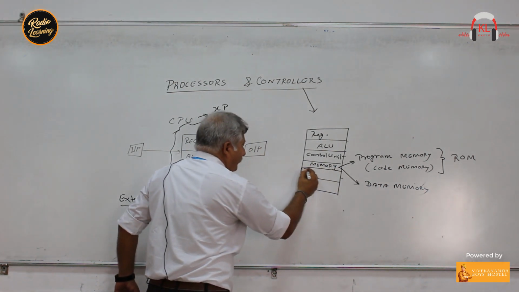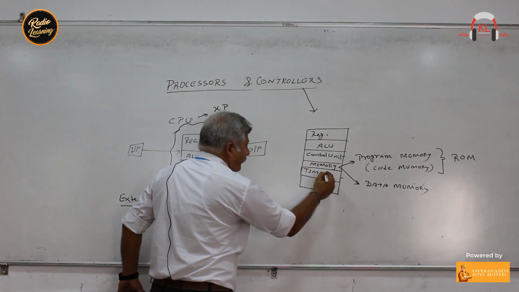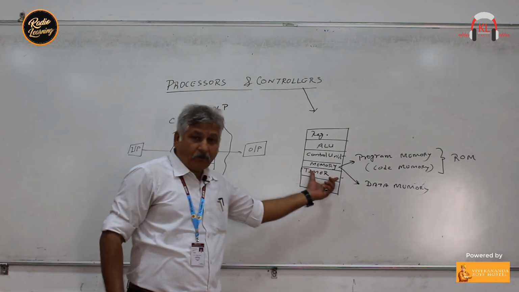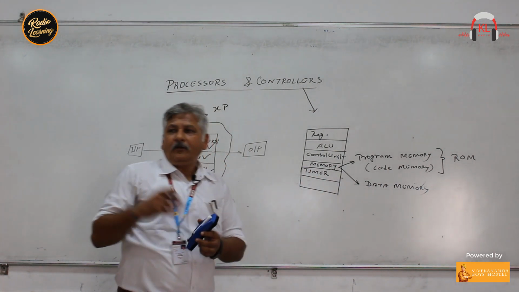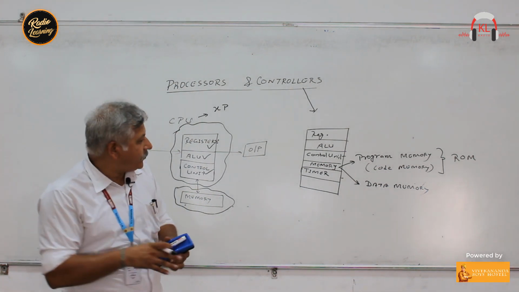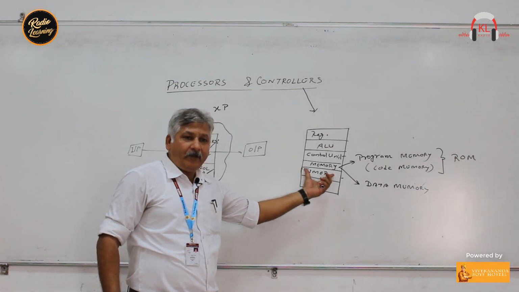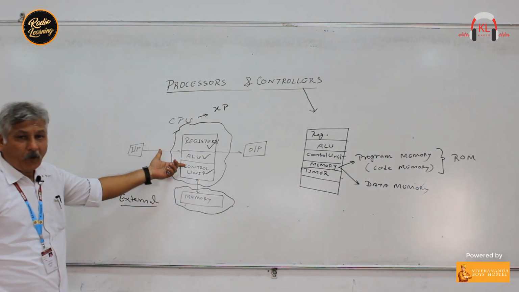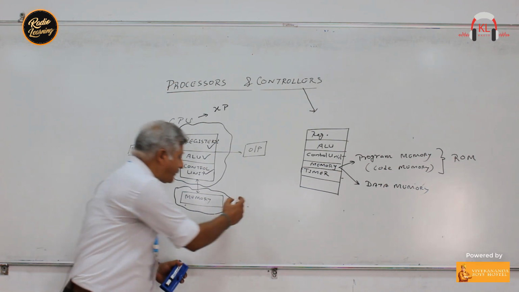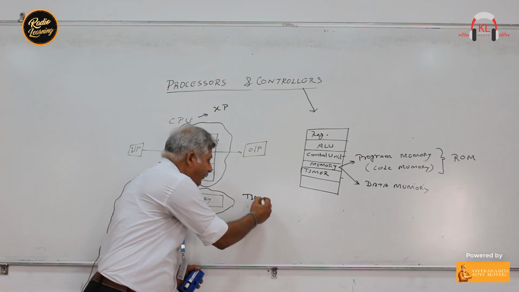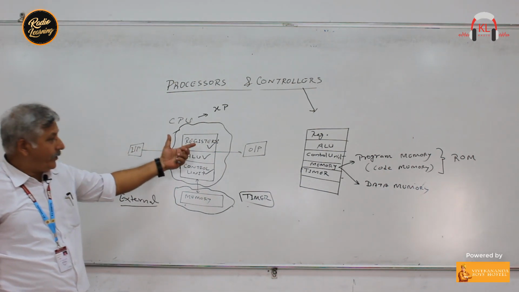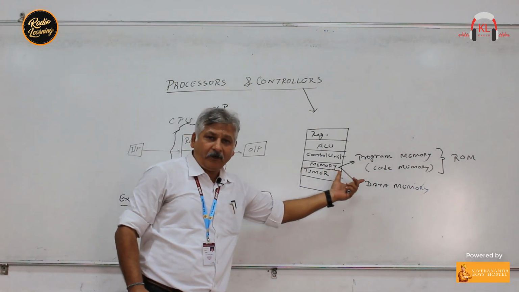Now apart from these things, there is a timer, which is a part of the microcontroller. The purpose of the timer is, in some applications, we want to generate a delay, right? Those delays will be generated with the help of the timer. Whereas in the case of the microprocessor, if we require a timer, that is the external part. So externally you have to connect a timer. That is the external part of the microprocessor, but the timer is an internal part of the microcontroller.